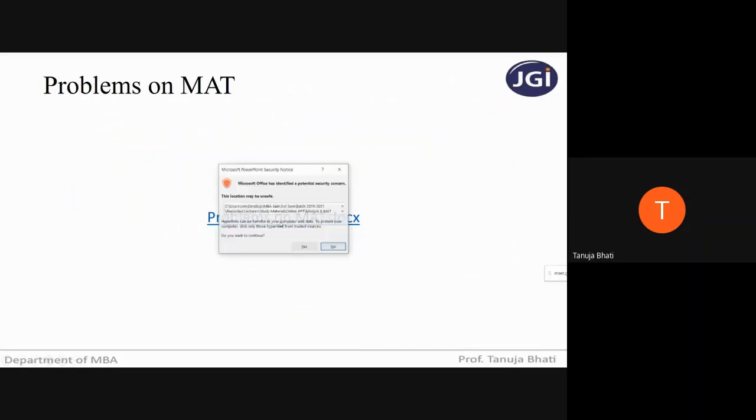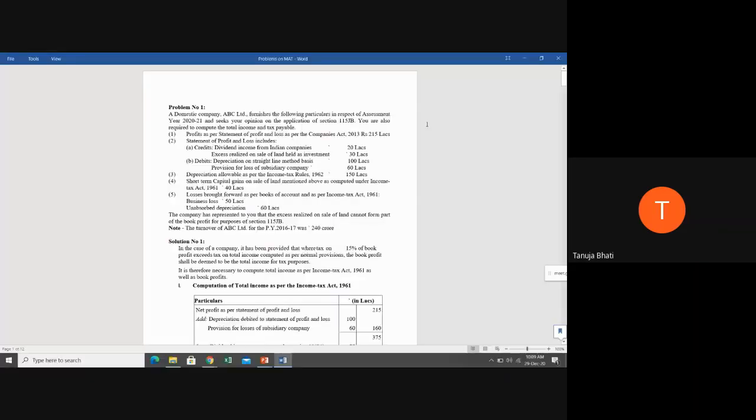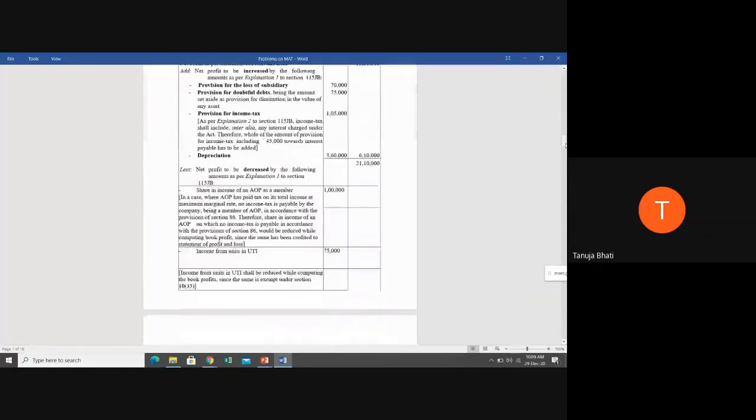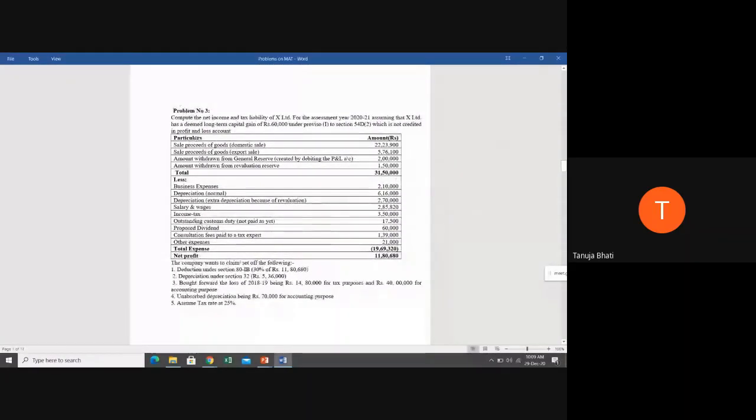Let us continue with problems on MAT. In our last class, we had done problem number 3, where we had completed the calculation of net tax liability as per the normal provisions of income tax. Now let us see the calculation as per section 115JB of the Income Tax Act.